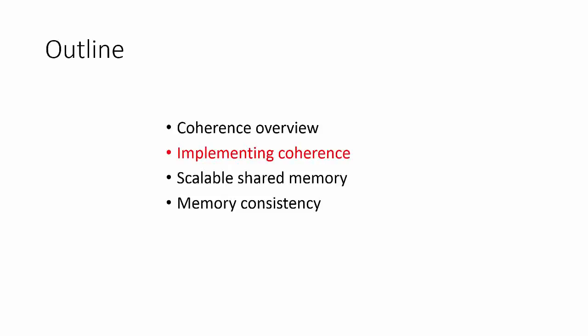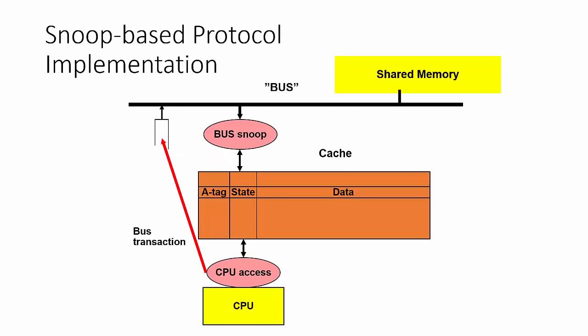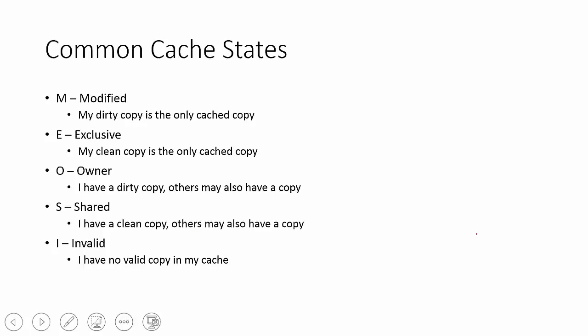Now let's look a little bit deeper into how we really implement cache coherence. Let's go back to this picture of Snoop-based cache coherence protocol implementation. We have the cache, we have the CPU, we have the bus. The cache lines are governed by a state transition diagram, as I said.